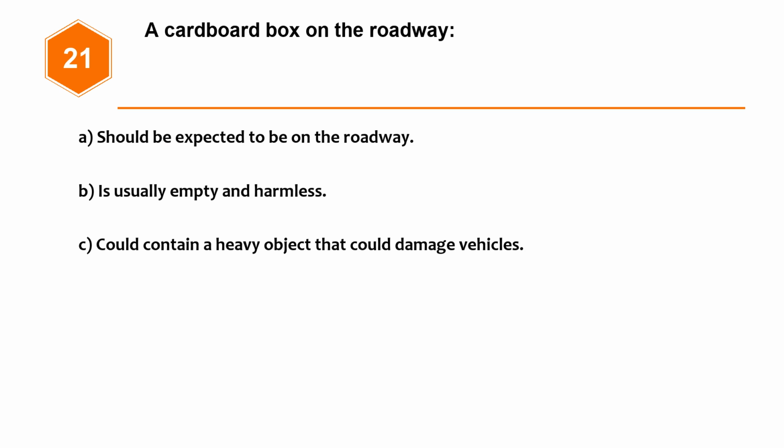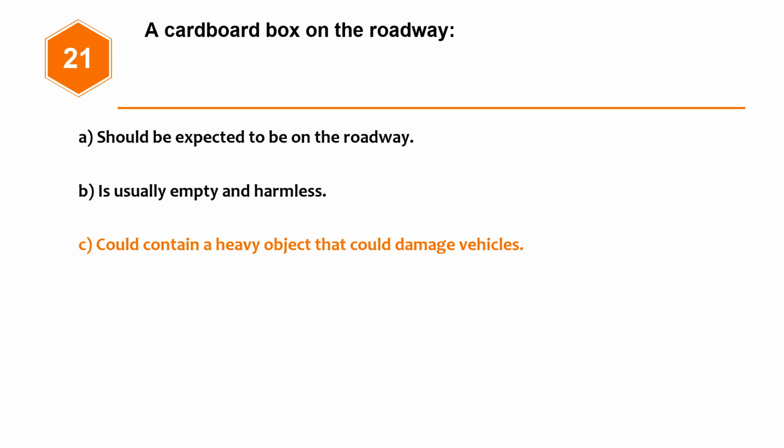Question 21. A cardboard box on the roadway. Option A should be expected to be on the roadway. Option B is usually empty and harmless. Option C could contain a heavy object that could damage vehicles.